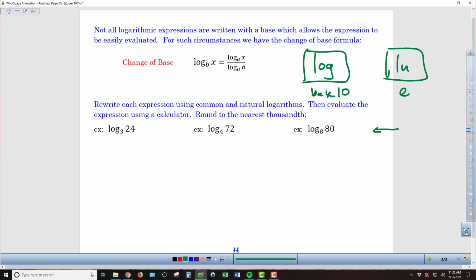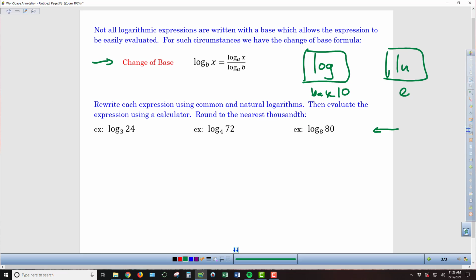And we can see in this set of examples we're going to go through in a moment, we don't have that as of yet. So we need to be able to rewrite these expressions in terms of either a base 10 log or a base e log, the natural log. And for that, we have the change of base formula.